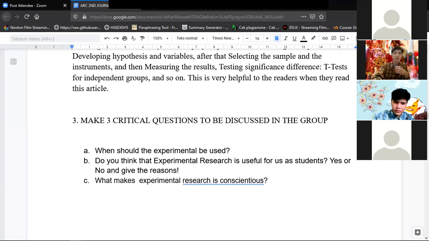Now the last question is, what makes the experimental research conscientious? It means that apa yang menyebabkan experimental research itu menjadi hal yang teliti?